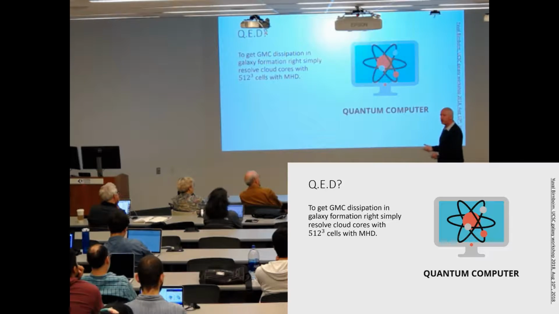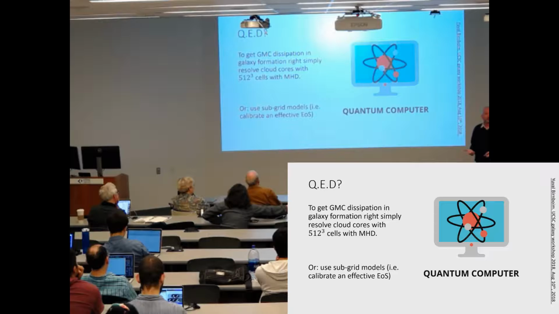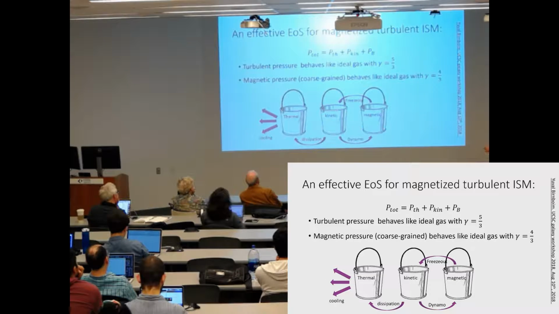Or we have to take a more practical approach, which is to produce subgrid models, and we go on and propose such a model. So we have 3 forms of pressure: thermal pressure, kinetic pressure, and magnetic pressure, and we know how each of them will react separately to compression. Turbulent pressure will behave like an ideal gas with gamma of 5/3. Magnetic pressure, once it's coarse-grained, behaves like a pressure with gamma of 4/3.